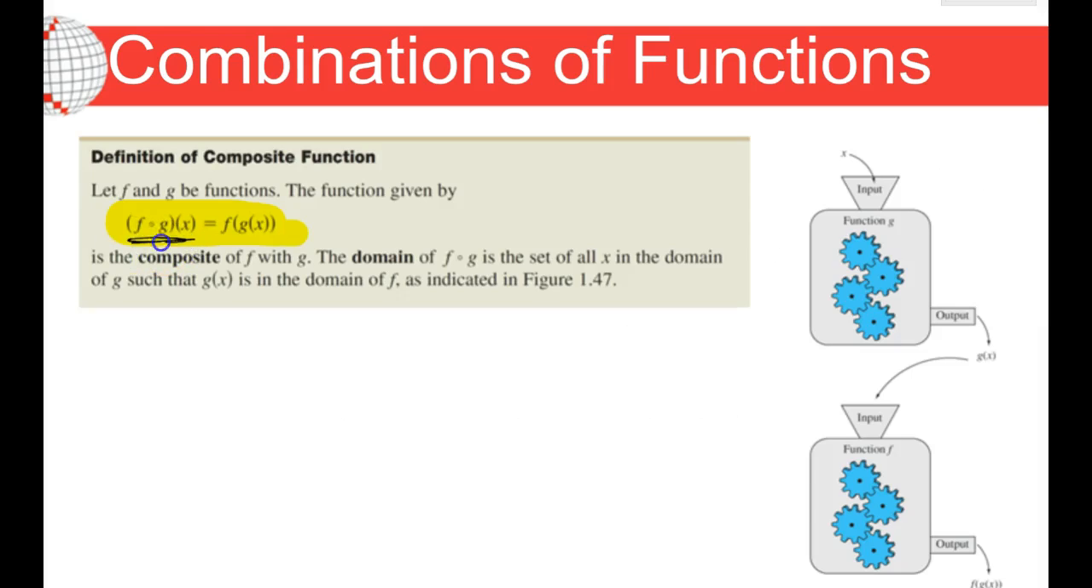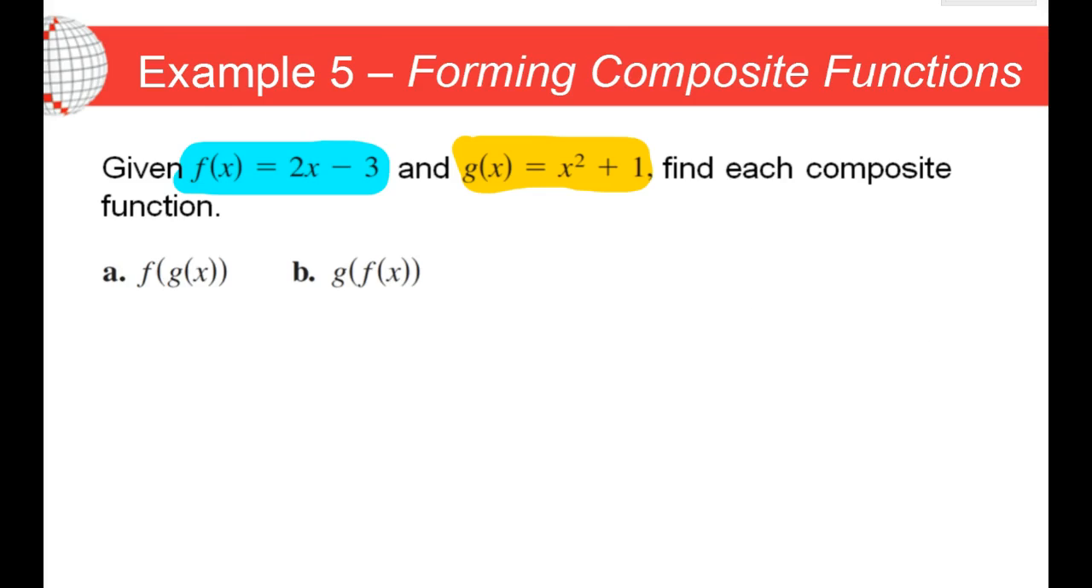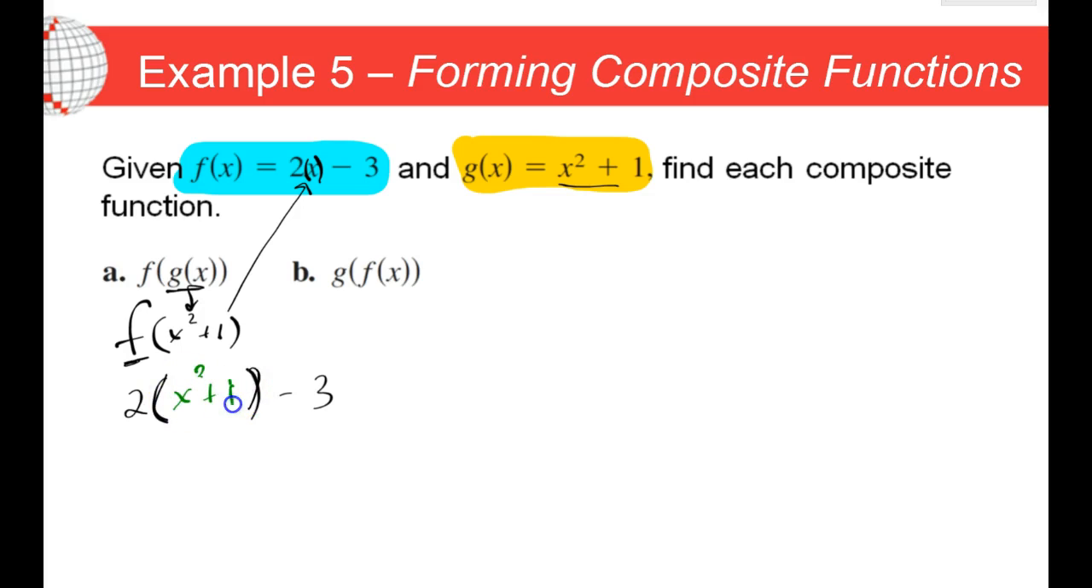So again, here's the notation. For this one, I would go ahead and just write the g at x function, which is x squared plus 1. And then this says go to the f function and plug that in. So instead of 2x minus 3, replace the x with parentheses, and then write in the parentheses what it's supposed to be, and in this case it's x squared plus 1. And then distribute. 2x squared plus 2 minus 3 is really 2x squared minus 1.